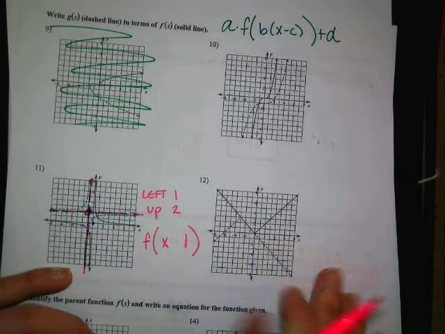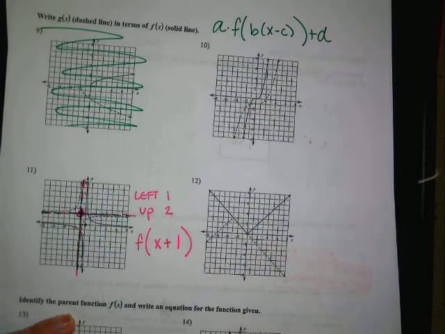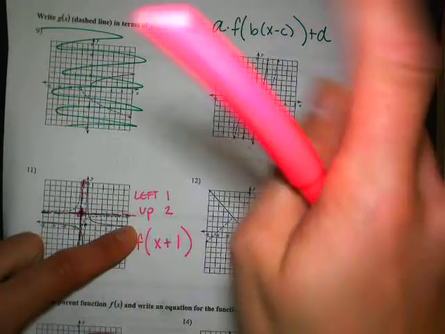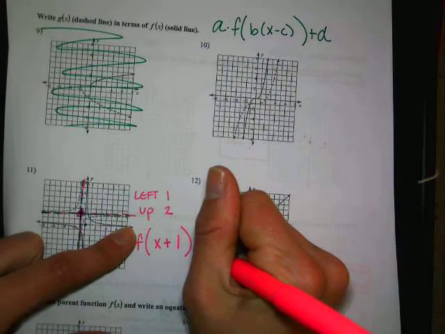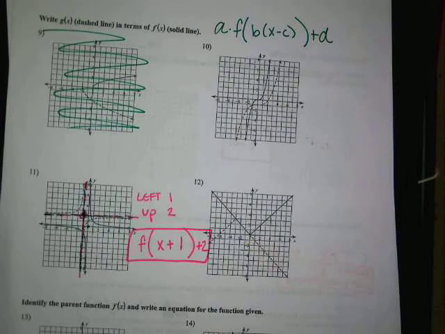And is it going to be a +1 or a -1? A +1. And the 2, is that the a, the b, the c, or the d? The d, so +2. So +2 on the outside. And that's all you have to do.